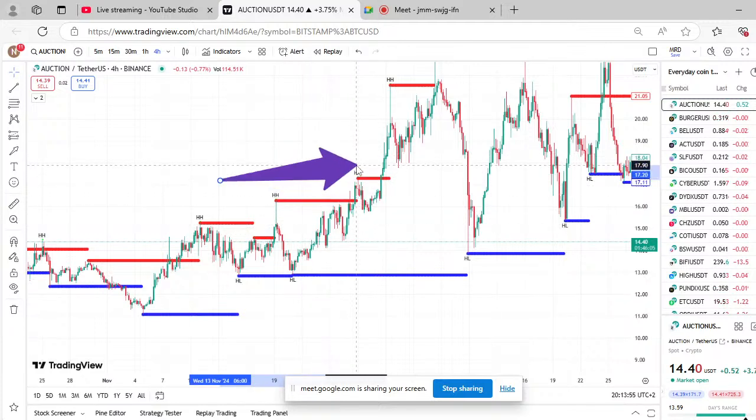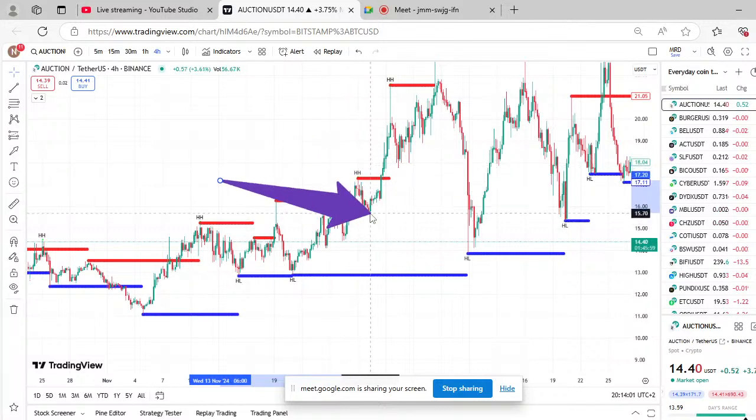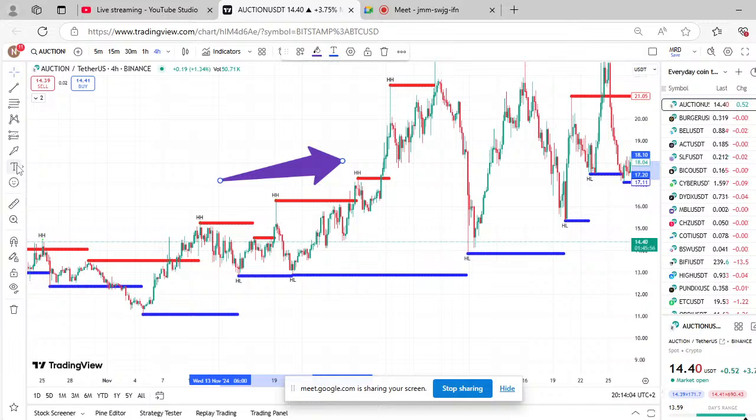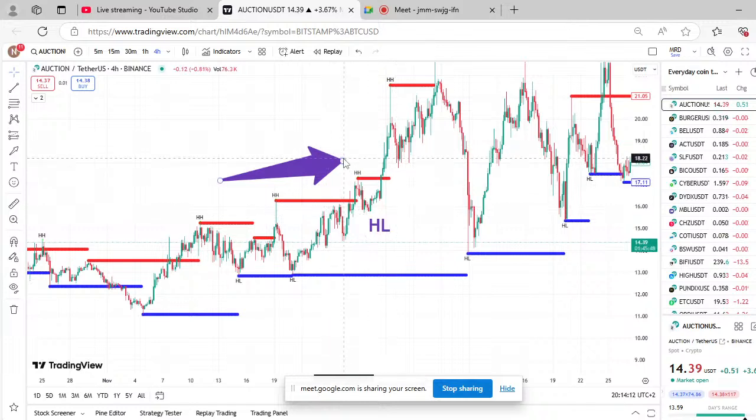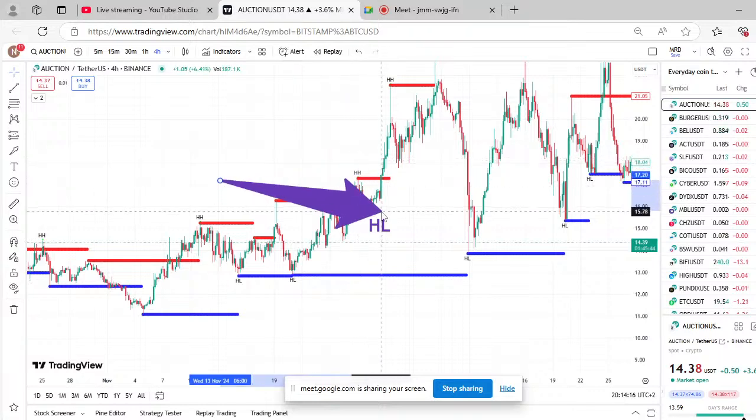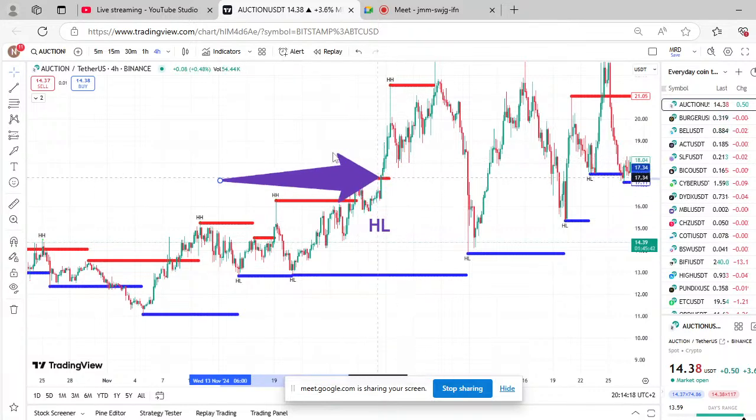For example, like here, automatically we know that whenever we form a higher high, when we move down, we should form what we call a higher low. So for example here, it is missing a higher low. It is not there. So don't think that it is perfect, but at least it can identify some points. So that is it.